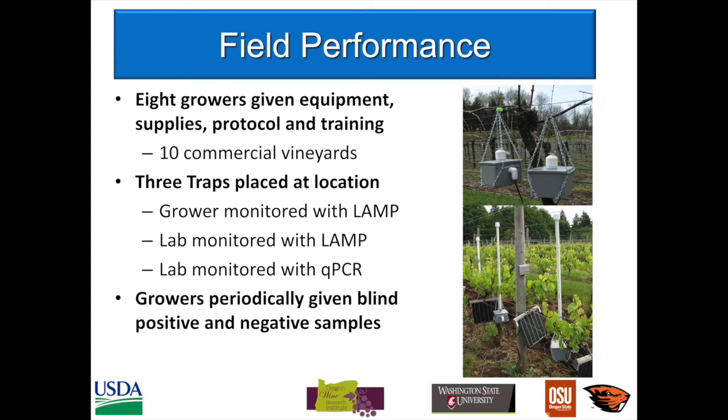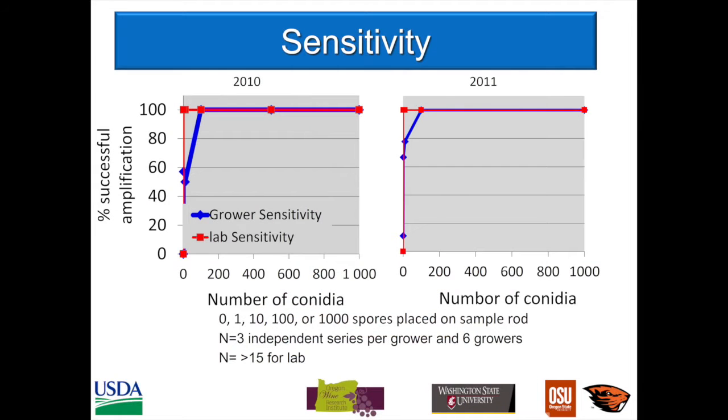And in looking at this, the growers in year 1, they were about 55% sensitive at 1 and 10 spores. In year 2, we got them up to about 75. Largely, this is differences in how they store the master mix that causes this lack of sensitivity with the growers. Because us in the lab, where we have better equipment to store master mix, we could always consistently detect a single spore.